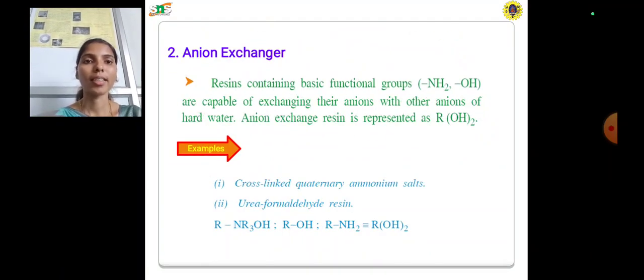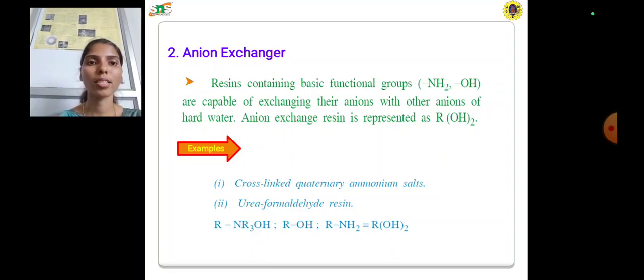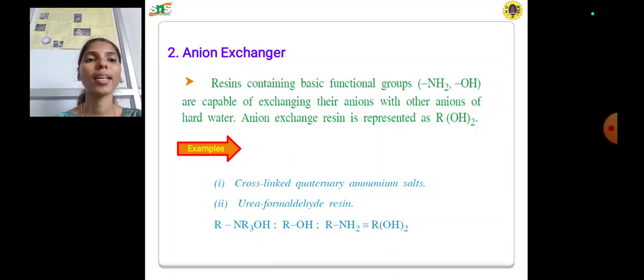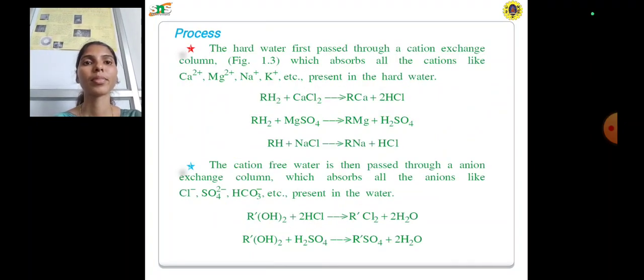Anion exchanger resins containing basic functional groups, that is NH2, OH, are capable of exchanging their anions with other anions of hard water. Anion exchange resin is represented as R(OH)2. Examples: cross-linked quaternary ammonium salt, urea formaldehyde resin. These are the examples of anion exchanger.